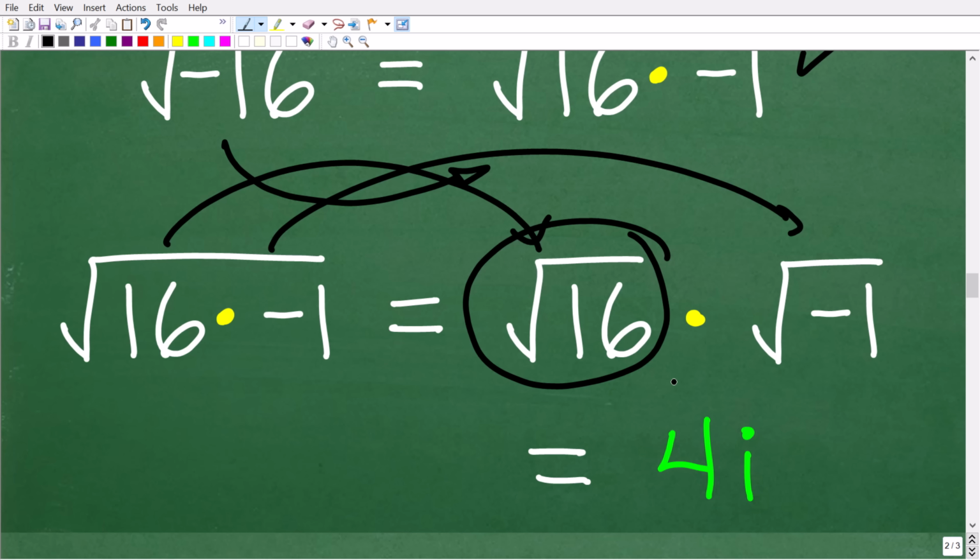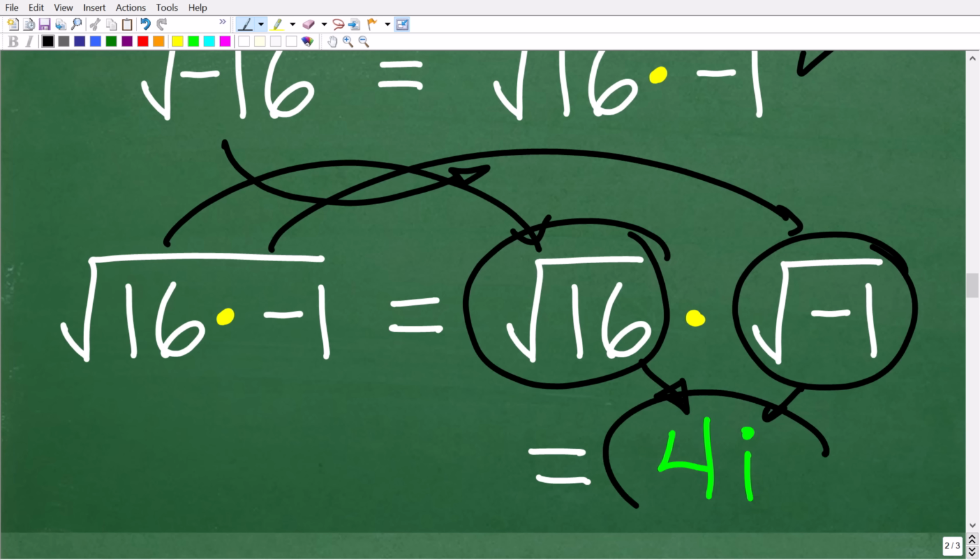Again, we're going to be thinking about that principal square root. That is 4. And then by definition, the square root of -1 is i. So the correct answer is 4i.